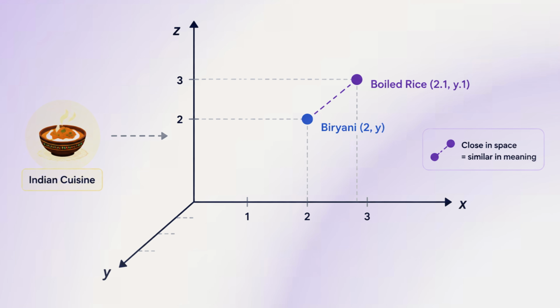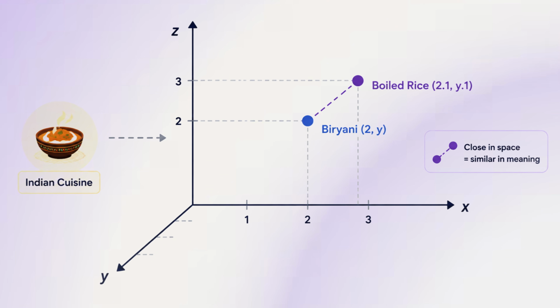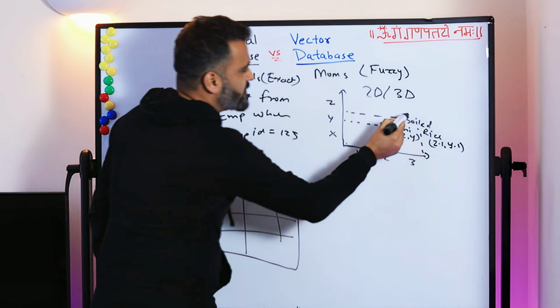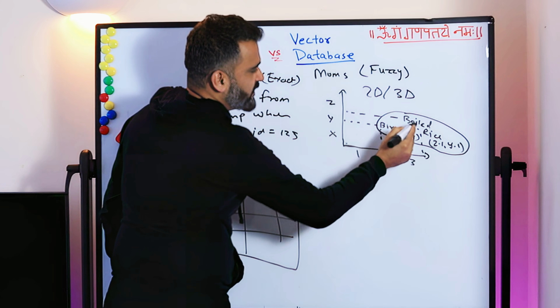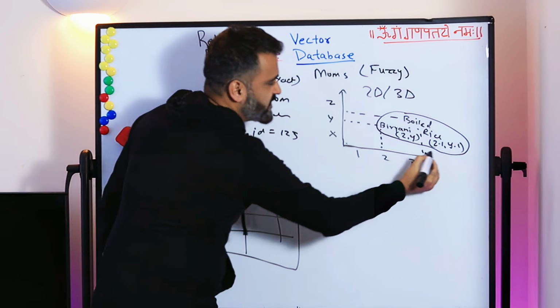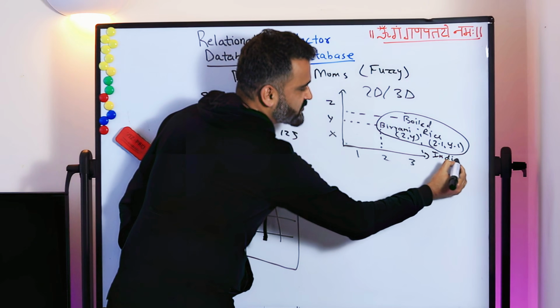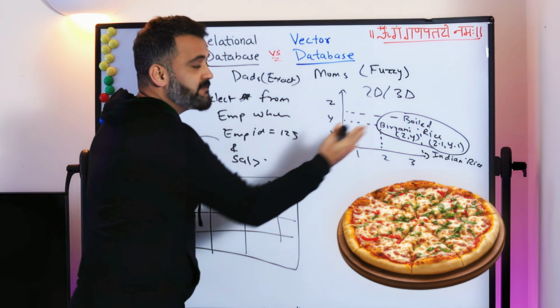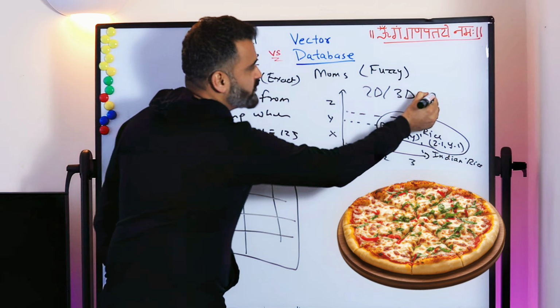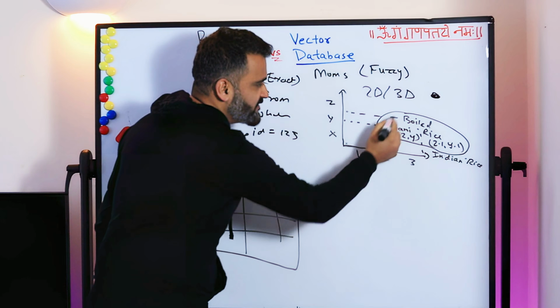So it could be that it is 2.1 and Y.1, for example. And then this whole thing can be in another embedding, and the meaning for this would be Indian rice. But what do you think where an Italian pizza would fall in this? Obviously it would be somewhere far off. It would not be in this particular zone.